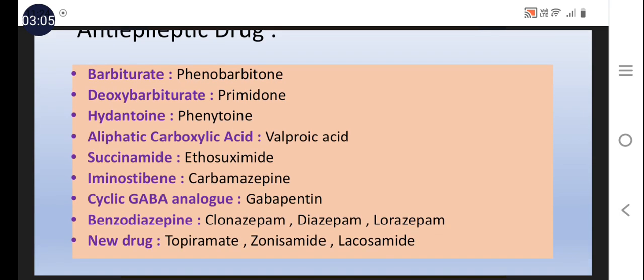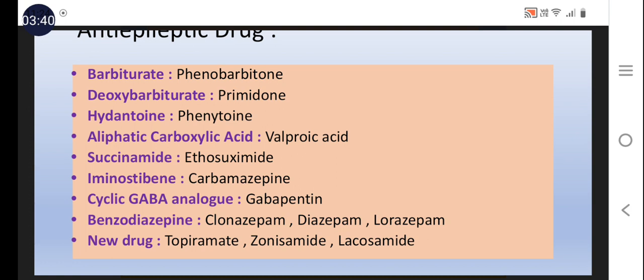First is the barbiturate class drug, which includes drugs like phenobarbital. Deoxybarbiturate class drug, that is primidone; hydantoin class drug, phenytoin; aliphatic carboxylic acid, valproic acid; succinimide, ethosuximide. Ethosuximide is the drug of choice for the treatment of absence seizure. Absence seizure is also called petit mal seizure. Then the iminostilbene derivative carbamazepine, then the cyclic GABA analog gabapentin.